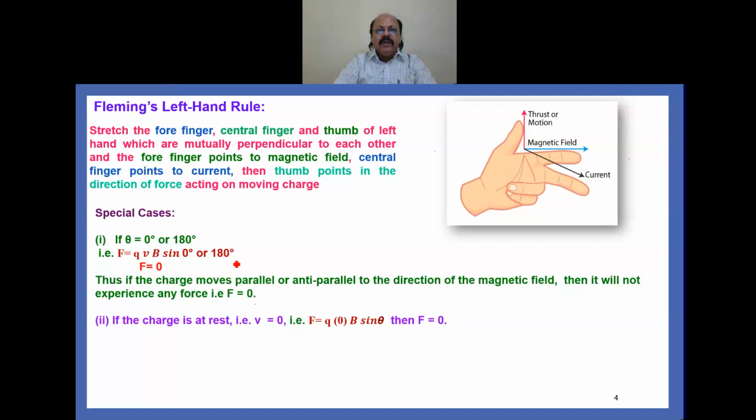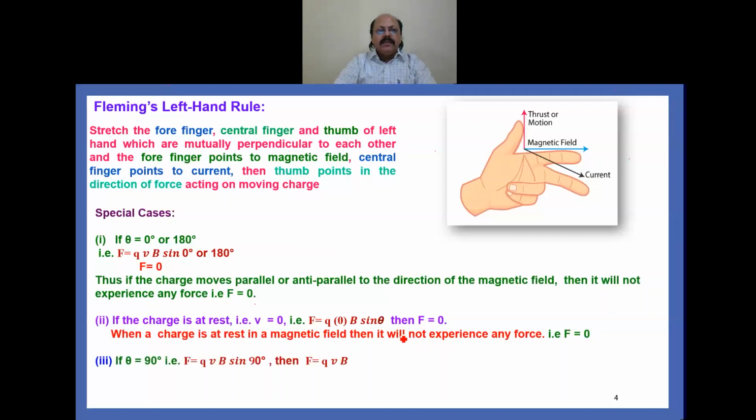In place of V, you put the value 0. Then finally what you will get is F equal to 0. So when the charge is at rest in a magnetic field, it will not experience any force. That is, F equal to 0.